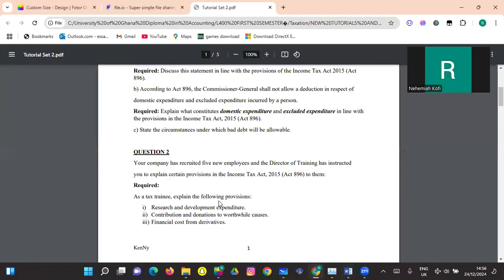Your company recruited 5 new employees, and the director of training has instructed you to explain certain provisions in the Income Tax Act 2015, Act 896 to them. So as a trainee, we are required to explain the following. First is research and development.